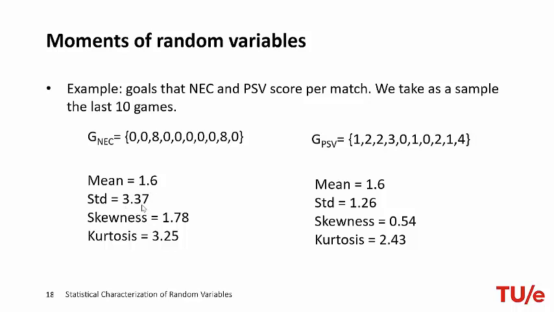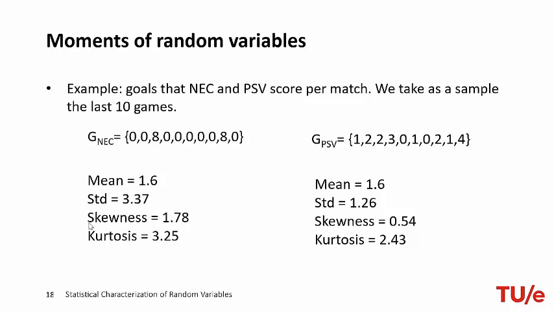However, when we look at the standard deviation, we already see that NEC typically has a much larger difference between the goals scored per game and its mean. Also, we can look at the skewness, and the skewness is much larger for NEC, as is the kurtosis. The skewness describes the difference between mean, median, and mode, while for a symmetric distribution, mean, median, and mode are equal. For a very skewed distribution, these three are different, and this is represented by the skewness. And the kurtosis tells us that in the case of NEC, we have a heavy tail.